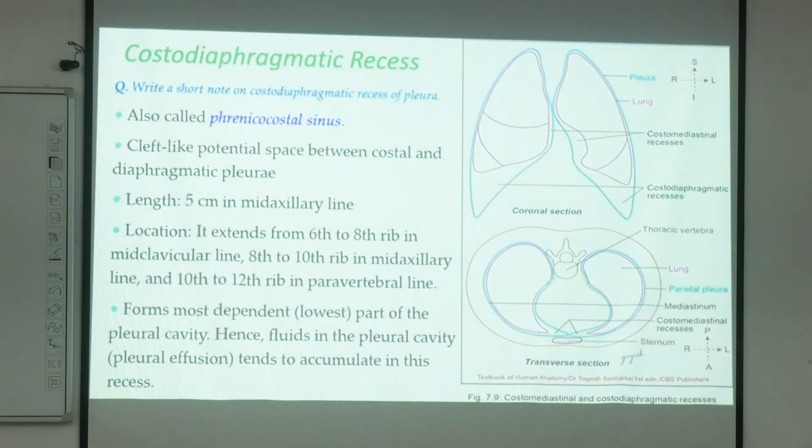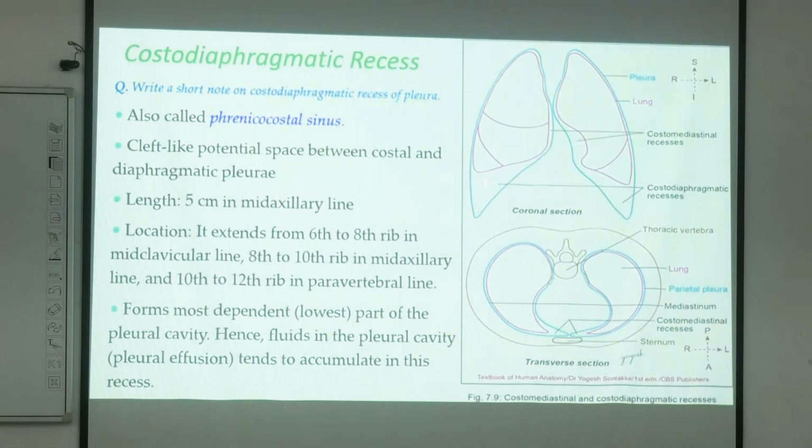So costodiaphragmatic recess is also called phrenico-costal sinus. Phrenico means diaphragm, lying between the diaphragmatic and costal pleura. That's why the name is given phrenico-costal sinus. It is a cleft-like potential space between costal and diaphragmatic pleura. Length is about 5 cm in the mid-axillary line, and location: it extends from 6 to 8 rib in the mid-clavicular line, 8 to 10 rib in mid-axillary line, and 10 to 12 rib in paravertebral line. This extent is very important.